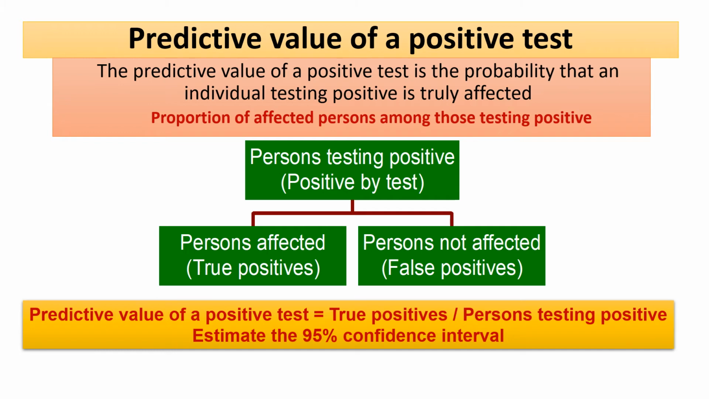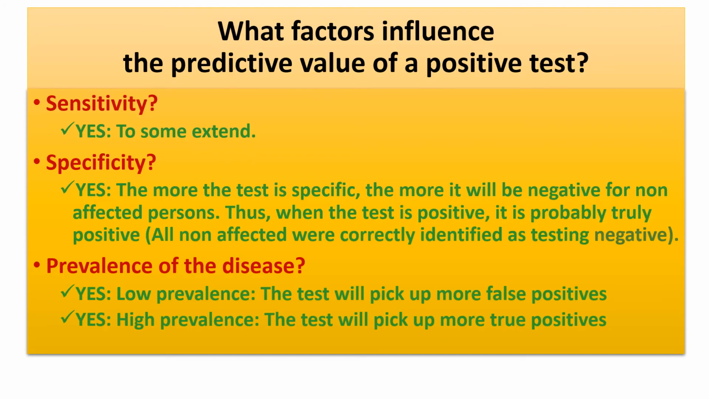So if we want to talk about the predictive value of a positive test, we can produce a formula for that. The formula is: the predictive value of a positive test is true positives divided by persons testing positive.